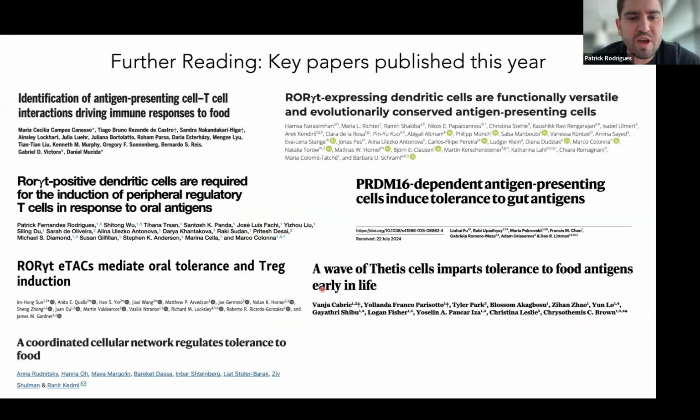I just want to also highlight all the papers which came out this year. The field is exploding, and if you are interested in this topic, please go back. There are beautiful papers published by the group of Daniel Mucida, Barbara Schraml, our group, Dan Littman's group, James Gardner's group, Chrissy Brown's group, as well as Katmi's group. So go into that and have a look at those papers.